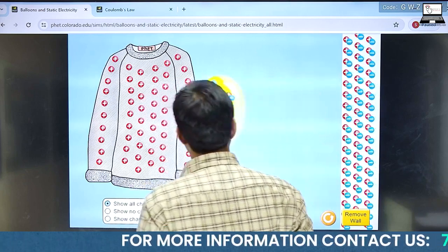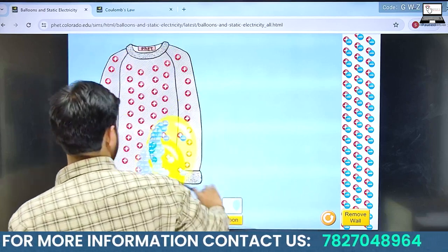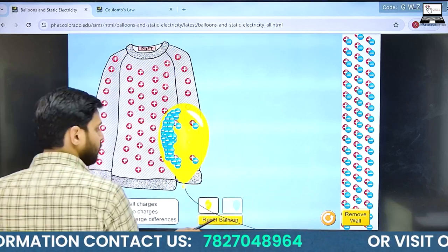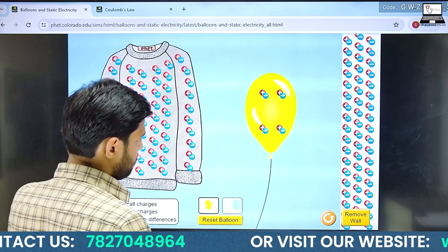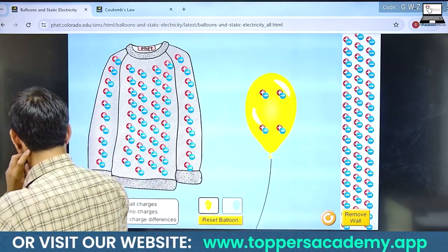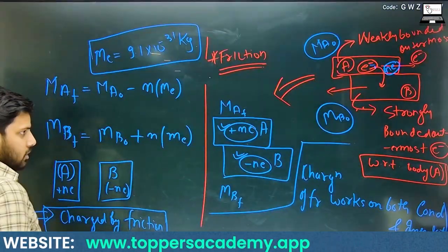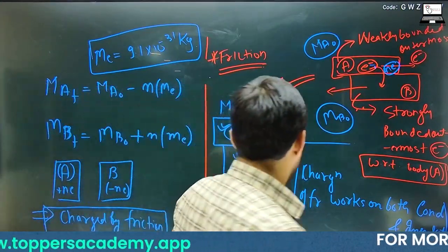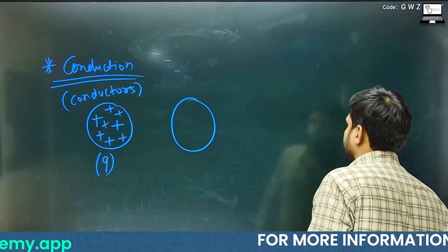So this is the case of charging by friction. Clear? I hope you get it. So we can remove the ball also, no matter. Now go to the next method of charging.